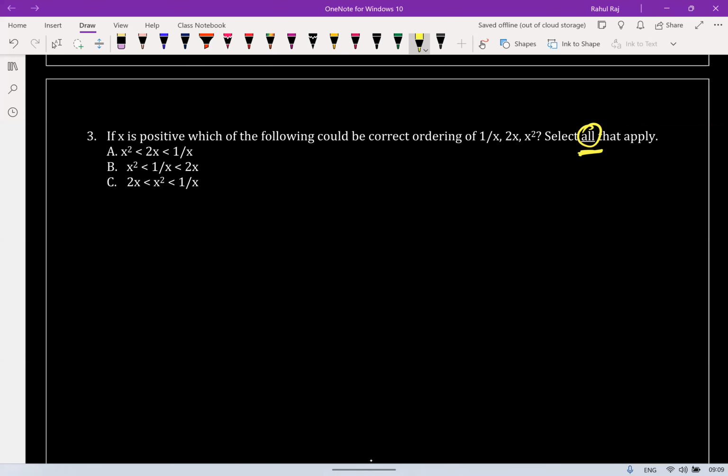The question will come as select all that apply. It means there will be a drop down. You will have to select option A and option B. If you feel that option C is also right, you have to select this also. Simple, straightforward. So they will not give you the options that I've given to you.